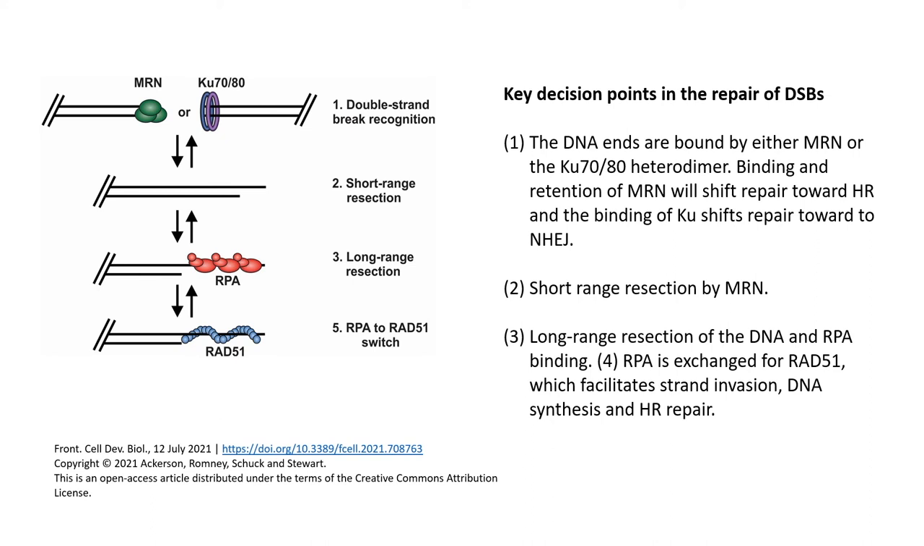For example, the DNA ends are bound by either MRN or the Ku70/80 heterodimer, as you can see in this picture. Binding and retention of MRN will shift repair towards HR, and binding of the Ku shifts repair towards NHEJ. So these are the critical players which decide which pathway the DNA repair will follow.